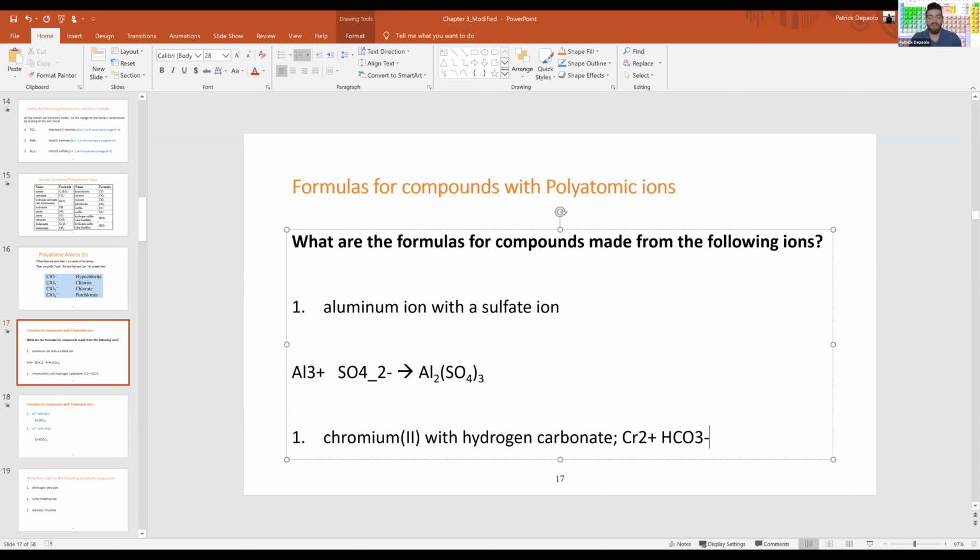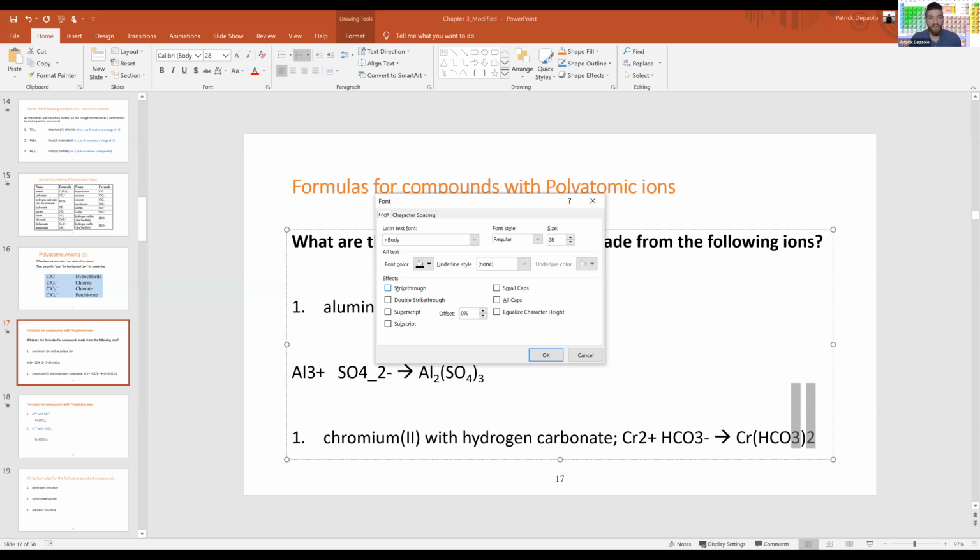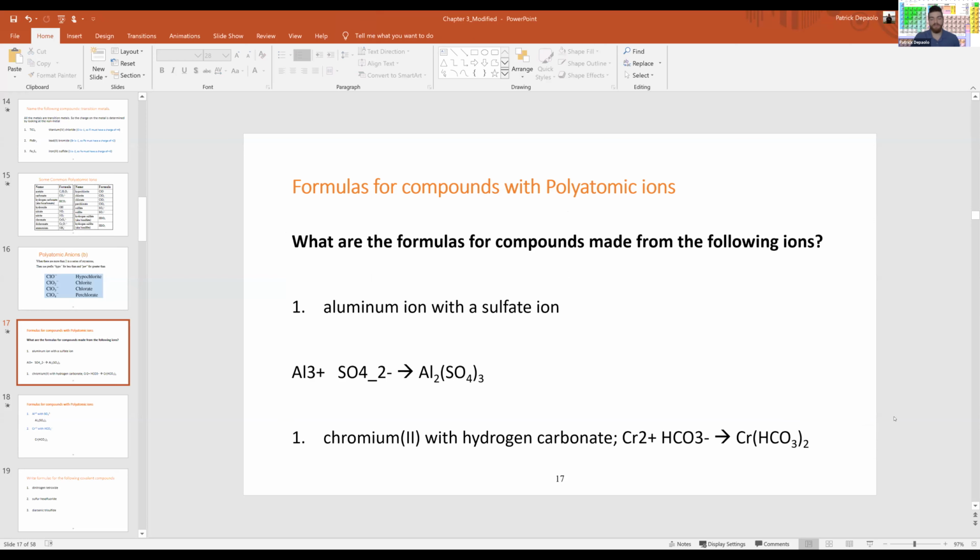So chromium, hydrogen carbonate, HCO3 minus. If that's the case, all you need is Cr. You need 1 chromium, and you need 2 of the hydrogen carbonates, like that, because each one of them has a -1 charge. You need 2 of them to cancel out the +2 charge of the chromium. Okay, so is there any questions on that?